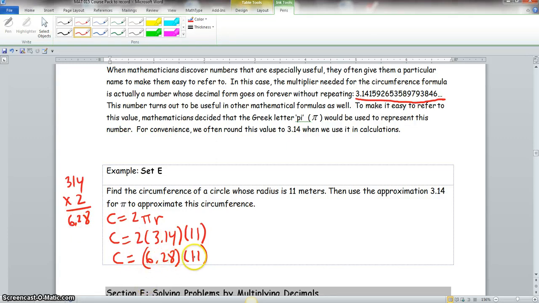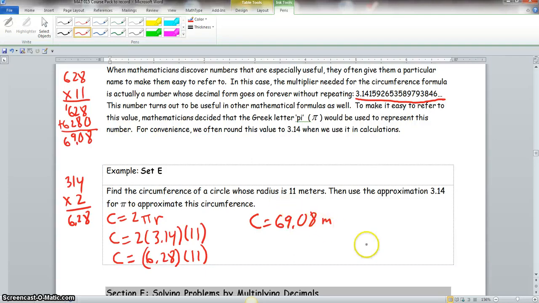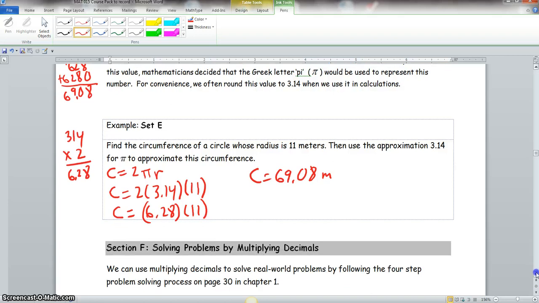Now we have to take 6.28 times 11. Now I'm going to drop that decimal and take 628 times 11. 1 times 8 is 8. 1 times 2 is 2. And 1 times 6 is 6. Add a 0 here. 1 times 8 is 8. 1 times 2 is 2. And 1 times 6 is 6. Now we add them together. We have 8. This is 10. This will give us 9 and 6. And we add 2 digits behind the decimal. So our circumference is 69.08 meters. We must also include the units of measure. So that's it for that example.